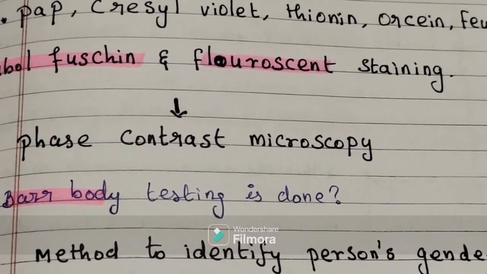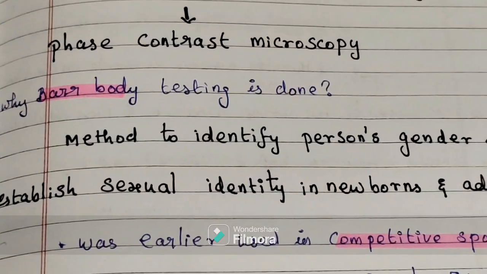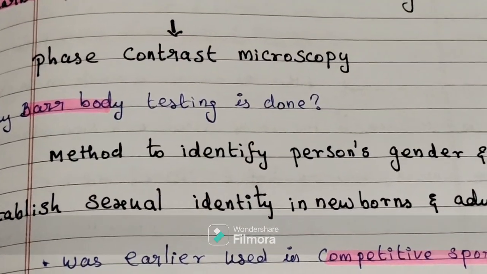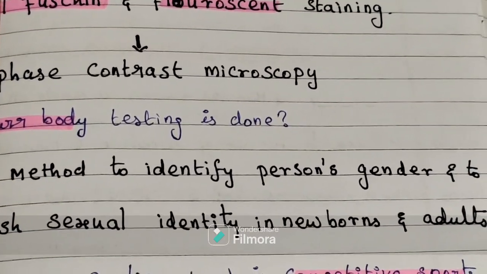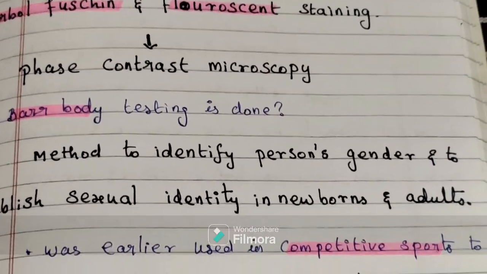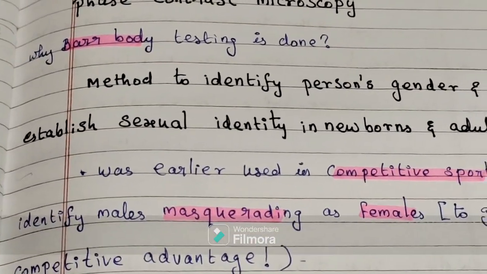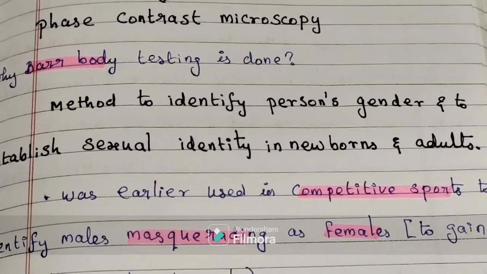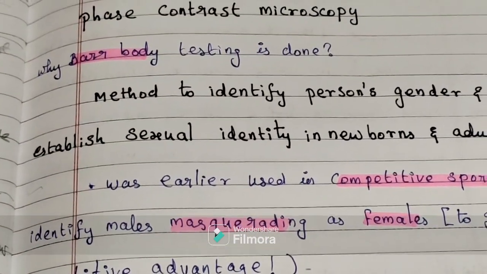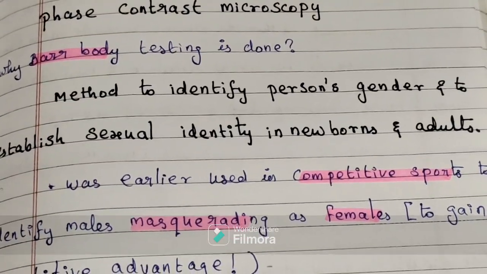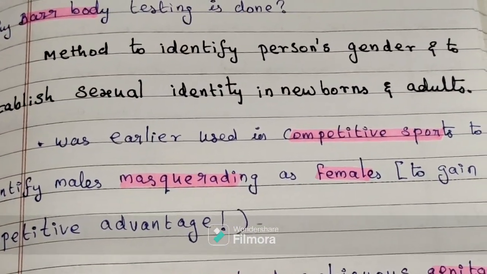So why is Barr body testing done? What are the indications for testing Barr bodies? One is a method to identify a person's gender, and to establish sexual identity in newborn and adult. So, why Barr body testing? Identify person gender, establish sexual identity in newborn and adult.